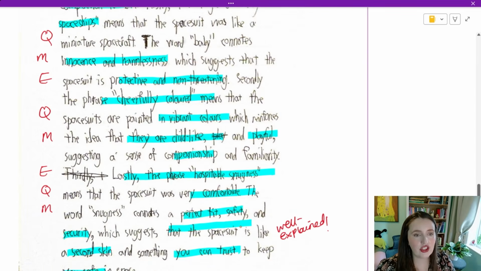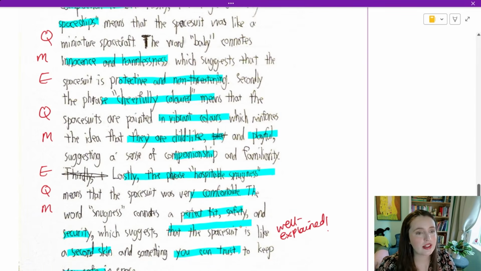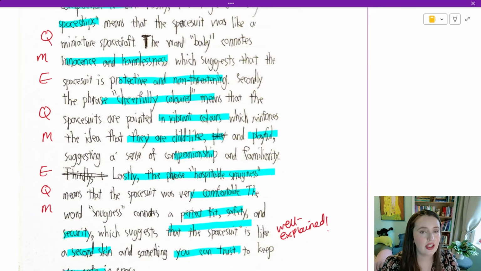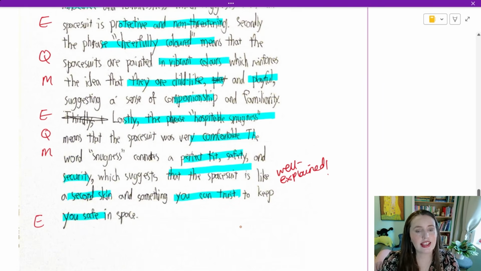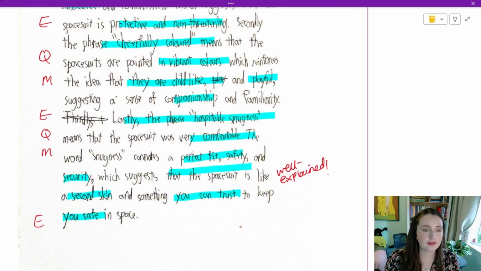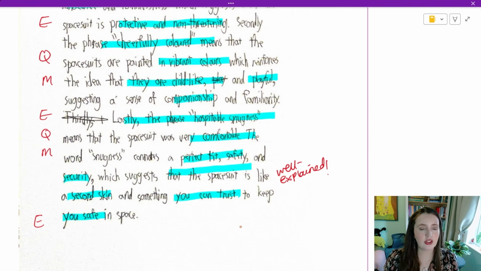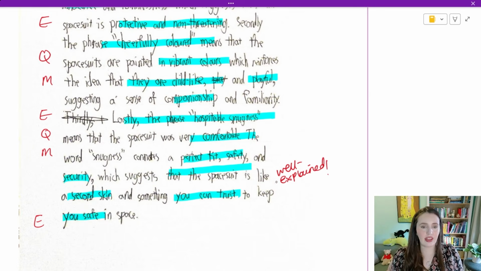Secondly, the phrase "cheerfully coloured" means that the spacesuits are painted in vibrant colours, which reinforces the idea that they are childlike and playful, suggesting a sense of companionship and familiarity. Meaning and effect. Lastly, the phrase "hospitable snugness" means that the spacesuit was very comfortable. The word "snugness" connotes a perfect fit, safety and security, which suggests that the spacesuit is like a second skin and something you can trust to keep you safe in space. So quote, meaning and effect there, and I thought that the effect was particularly well explained.